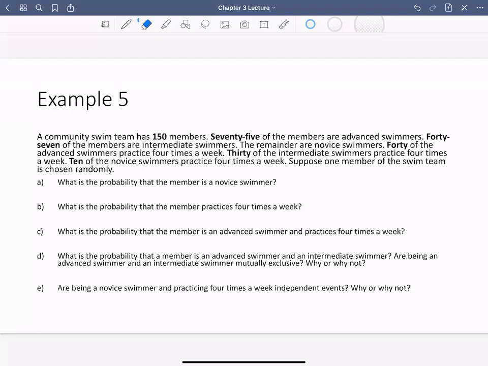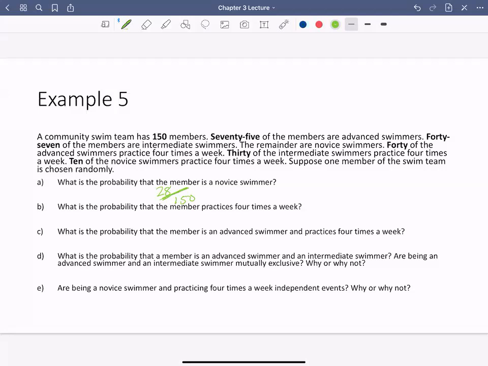Well, first off, how many do we have? We have 150. So we know that, unless it says given this, the probability is going to have 150 in our denominator. So let's look at the first one. It says, what is the probability that a member is a novice swimmer? It doesn't say given anything, so I know I'm something divided by 150. Well, how many novice swimmers do I have? If 75 are advanced swimmers, 47 are intermediate, the remainder are novice. Well, 75 and 47, add them together, subtract from 150, that gives you 28. So it's 28 divided by 150 is your answer for A. The probability that the member is a novice swimmer is 28 divided by 150.